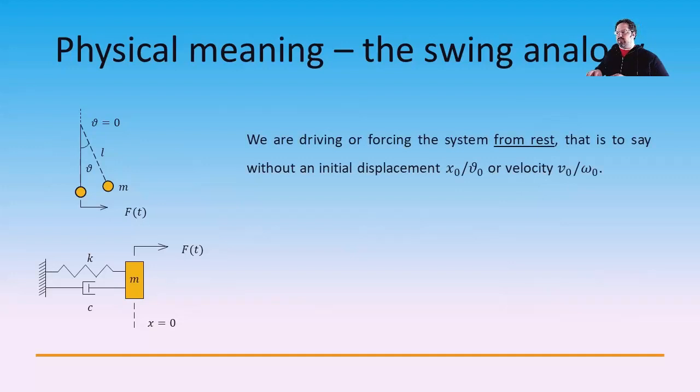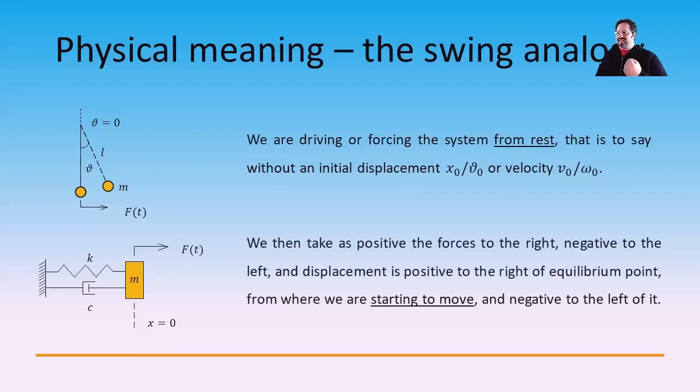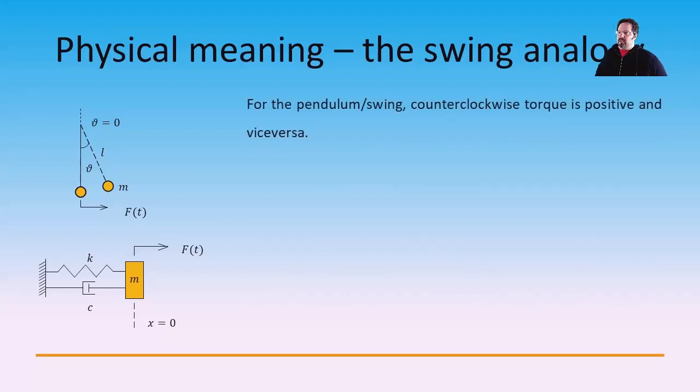So we are driving or forcing the system from rest, that is to say, without an initial displacement x0 or theta 0 or velocity v0 or omega 0. We then take as positive the forces to the right in the spring mass damper system, negative to the left, and displacement is positive to the right of the equilibrium point from where we are starting to move, and negative to the left of it. For the pendulum or swing, counterclockwise torque is positive and vice versa.